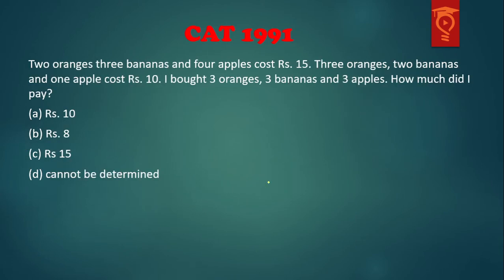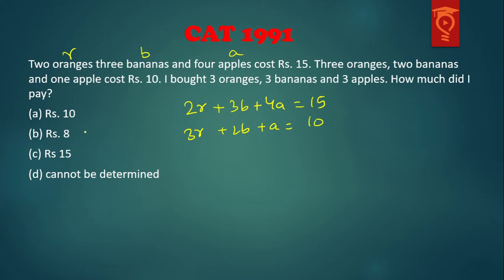Alright, next question. Suppose R is the number of oranges, B is the number of bananas and A is the number of apples. So 2 oranges, 3 bananas and 4 apples cost rupees 15. 3 oranges, 2 bananas and 1 apple cost rupees 10. Now looking at the options, there is one spoiler option D which says cannot be determined.